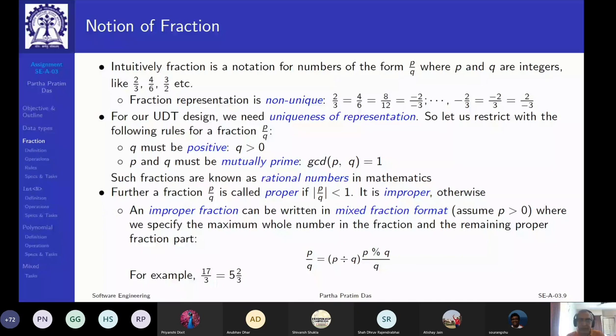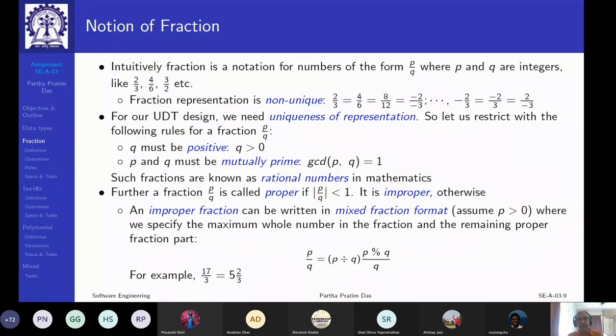To uniquify the representation, we put two restrictions on the fraction being a ratio of two integers. We say that q must be positive, because out of the two integers, to represent negative fractions we need one of them to be negative. So we restrict that q must be positive, and p and q must be mutually prime. That is, their greatest common divisor must be 1.